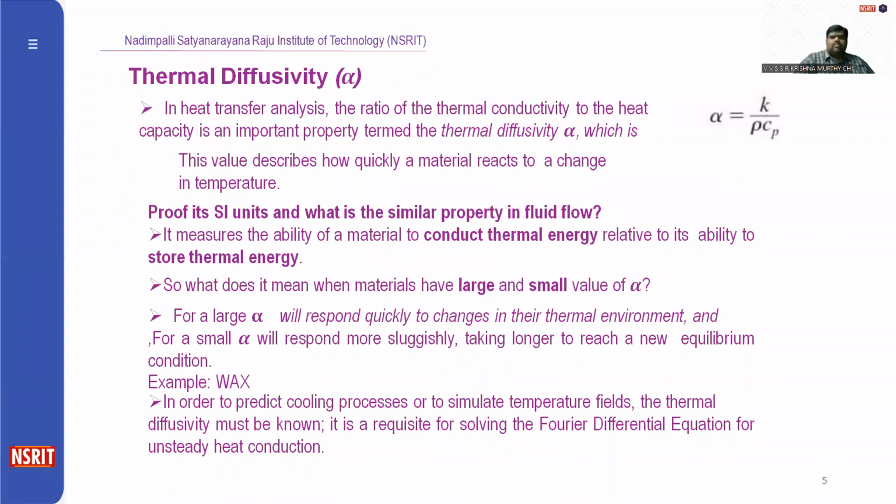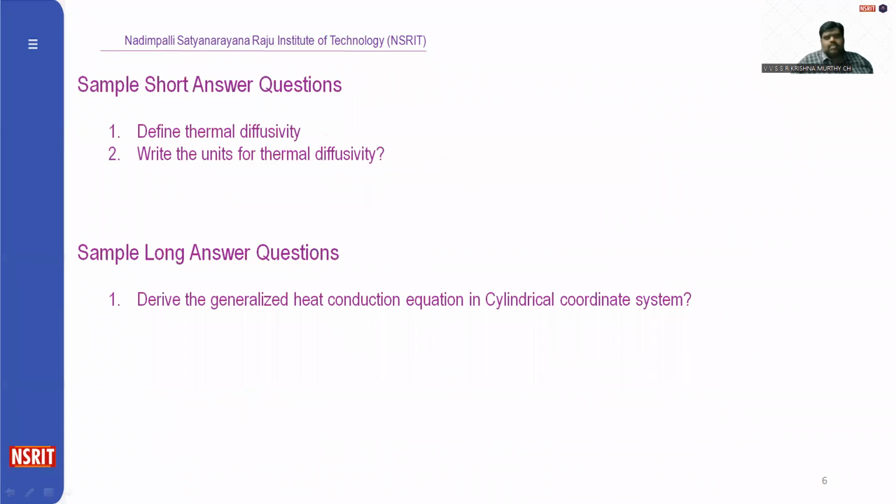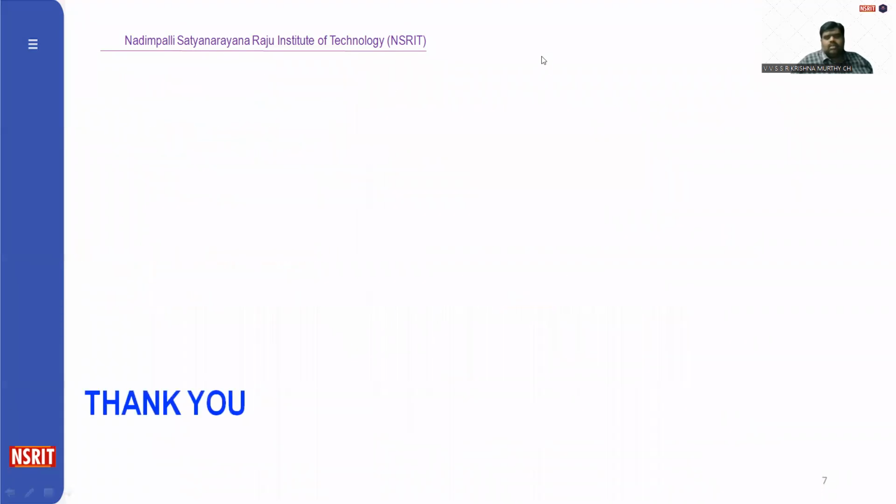Next is thermal diffusivity. Thermal diffusivity is the ratio of thermal conductivity to the heat capacity, which is given as K by rho Cp, denoted alpha. It is the ability of the material to conduct thermal energy and also to store thermal energy. If the value of alpha is larger, the material will easily adapt to the thermal environment. If the value is low, it reaches equilibrium very slowly. So these are some important questions. Thank you.